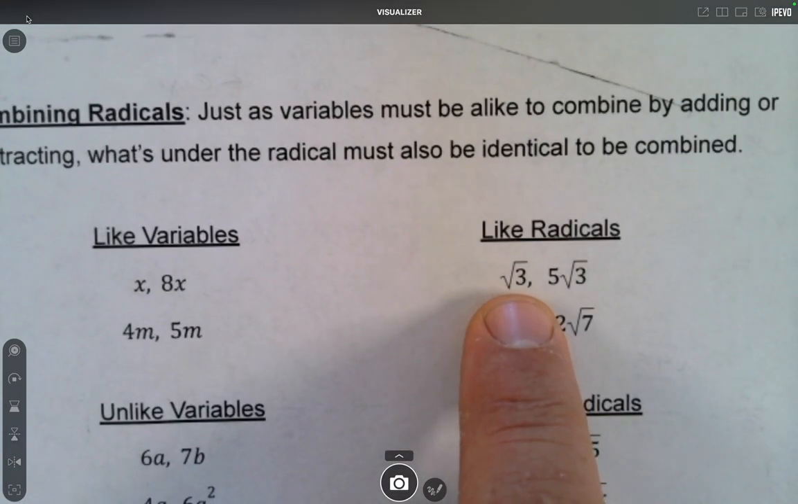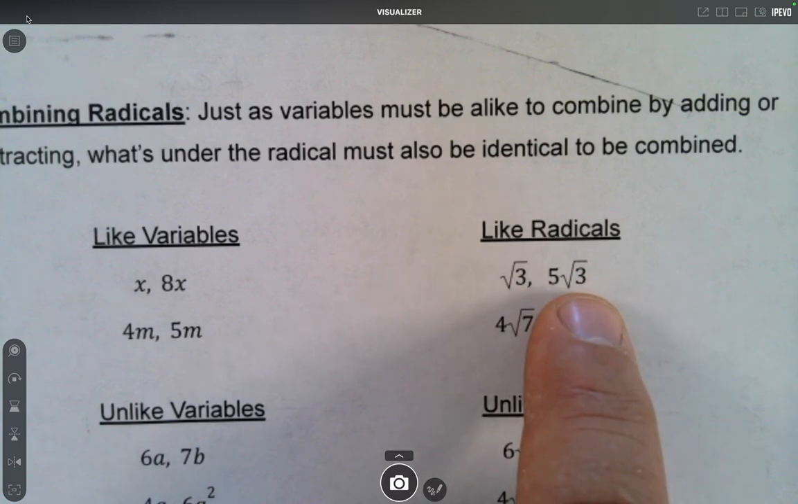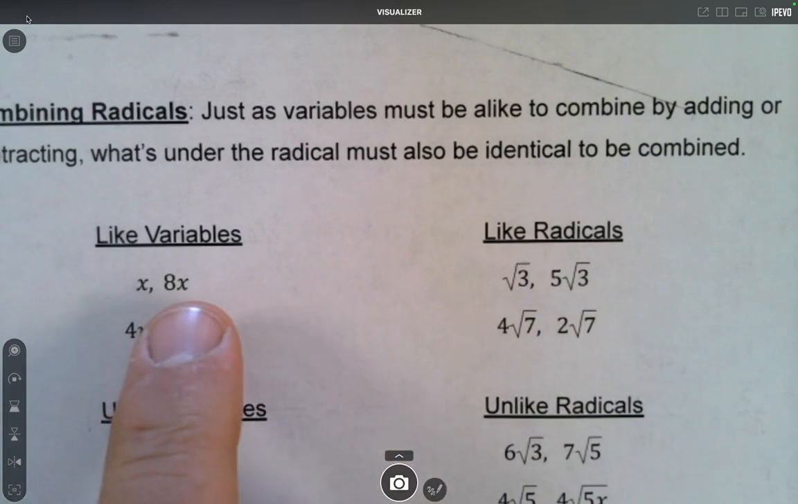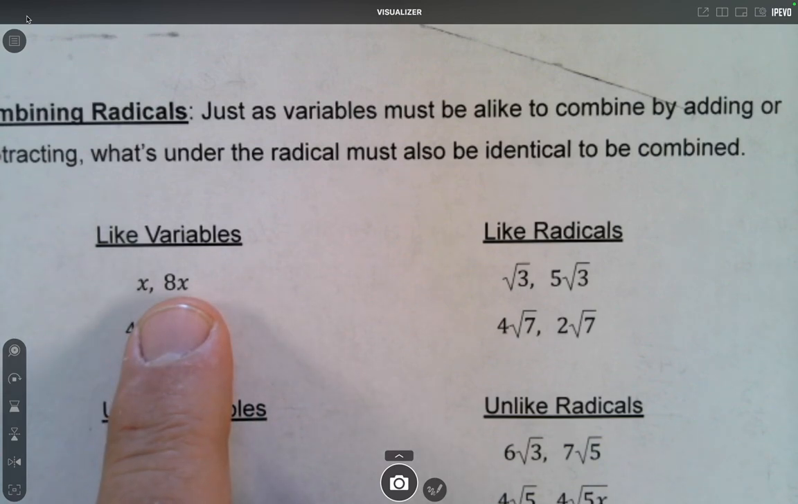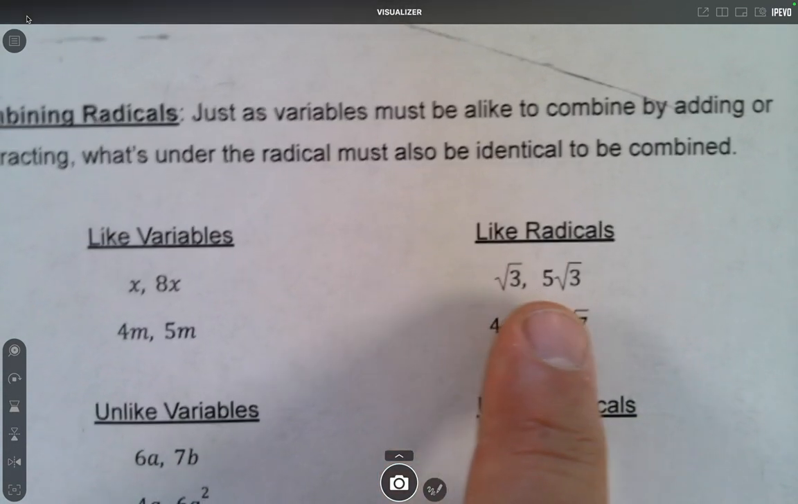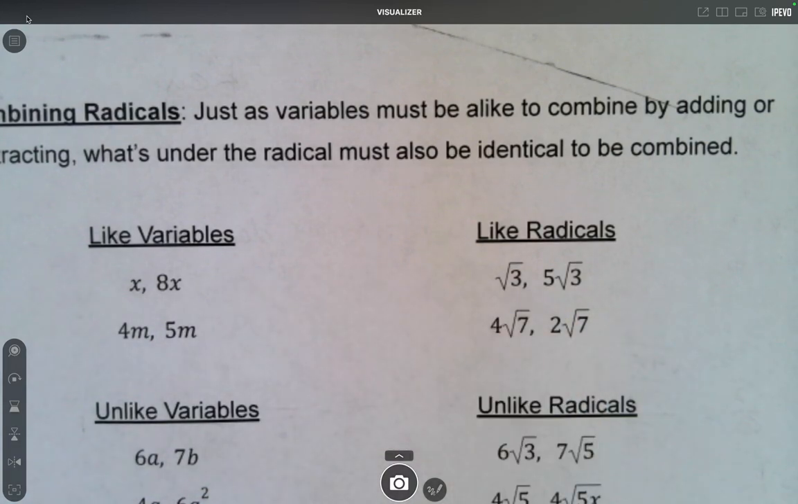So these are like radicals because they both have a square root of 3. These were like variables because they both have an x. So their coefficients can be different. That's a 1x and an 8x. That's a 1 square root of 3 and a 5 square root of 3. So the coefficients can be different.